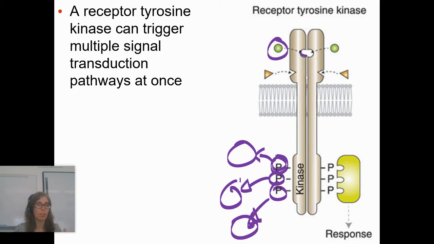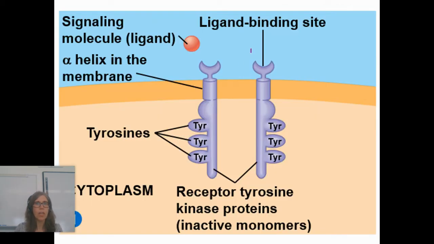Let's stimulate the heart cells to pump faster. And then another one might stimulate glycogen to be broken down to glucose because we need more ATP when we pump a heart really hard. So there can be multiple pathways going on at once from just that one initial ligand. So here's what it looks like.